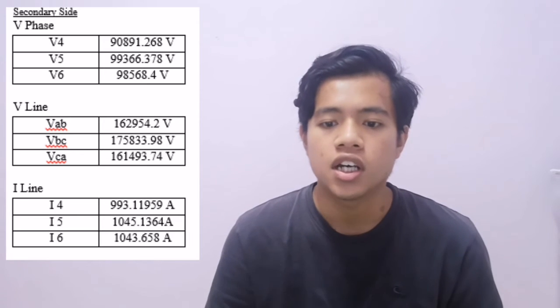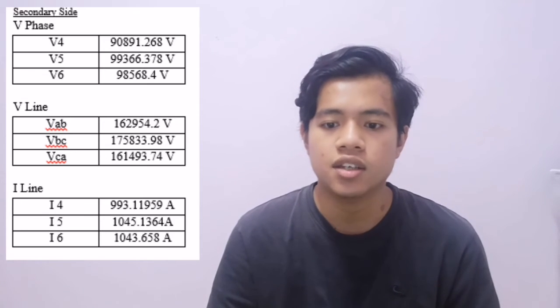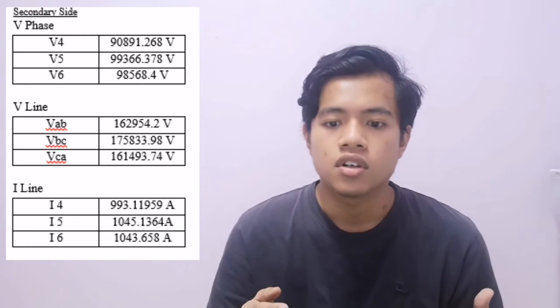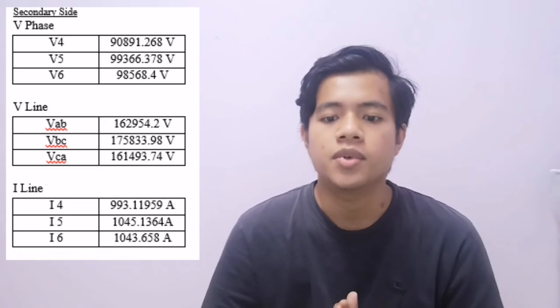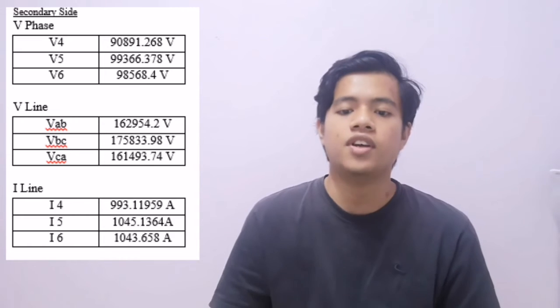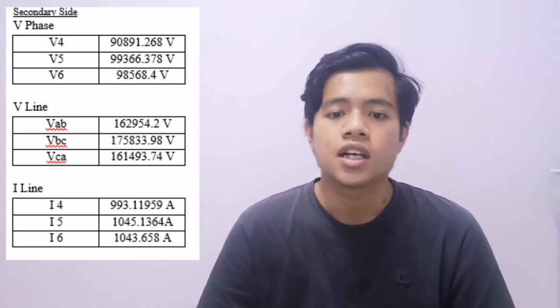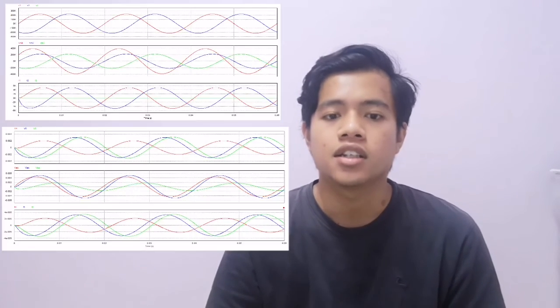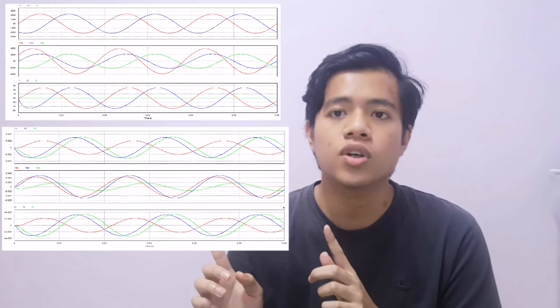The I line for the secondary side that I label is I4, I5 and I6. For I4 it is 993.12 ampere, I5 is 1054.13 ampere, I6 is 1043.65 ampere. So this is the result that comes out from the circuit simulation, and this is the waveform for both the primary and secondary side.